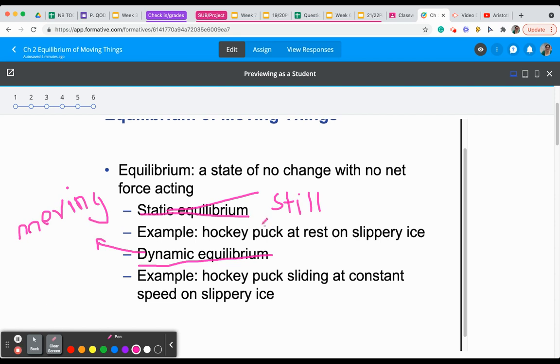An example of something in static equilibrium would be any object at rest. The example used here is a hockey puck at rest on slippery ice. An example of dynamic equilibrium would be any object that is moving, specifically at a constant speed in a singular direction. In other words, it's not turning. So constant speed and not turning would be something in dynamic equilibrium.